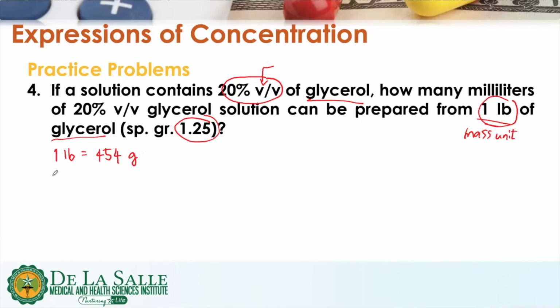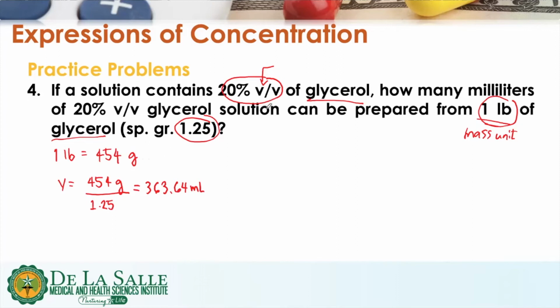Now we know that the specific gravity of glycerol is 1.25. So we can determine the volume of glycerol from this formula: weight of the substance divided by the specific gravity. And this is equal to 363.64 milliliters. So this is the volume equivalent to 1 pound, or 454 grams of glycerol.